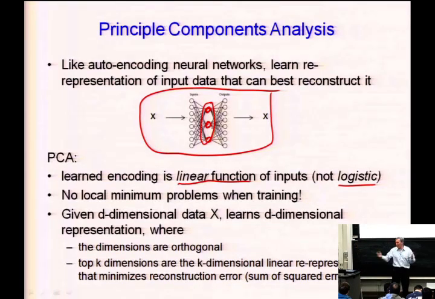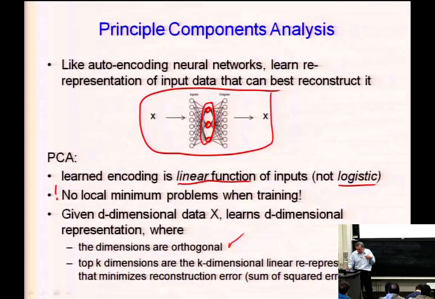And that makes this network less expressive than the logistic functions. But in return, what we get is no local minimum problems. So that's the trade-off. By going down to linear instead of logistic functions, we can guarantee that we can solve this. And in particular, PCA gives us dimensions here that are orthogonal. I'll say more about that in a sec.